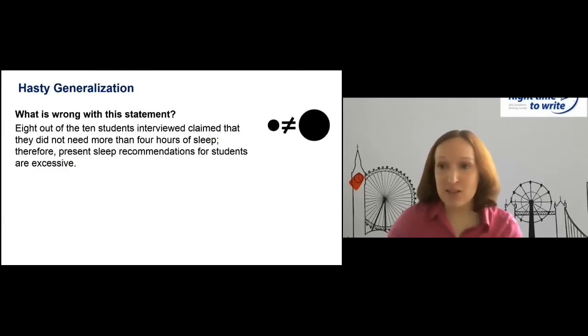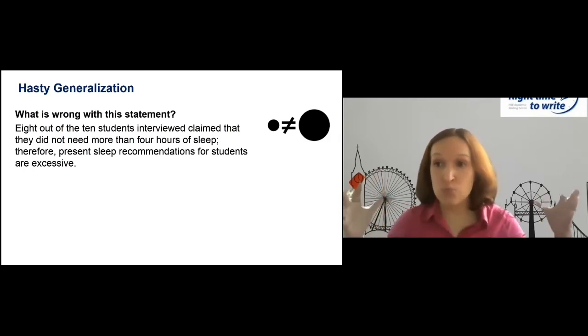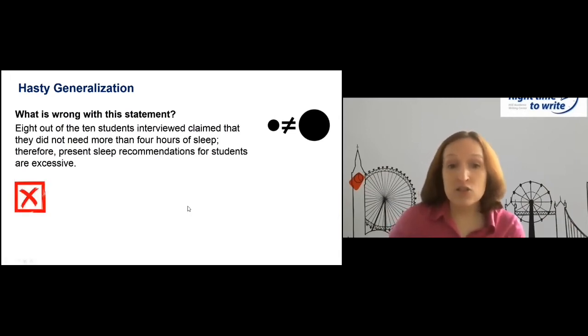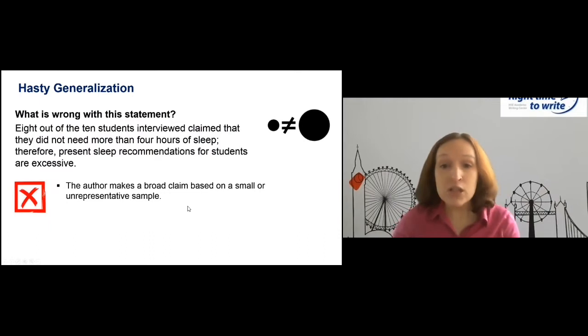Here they're committing a logical fallacy, which has the name of hasty generalization. When we come to a conclusion about a large group of something based on very, very small and limited evidence. So what does the author do? The author makes a broad claim based on a small or unrepresentative sample.